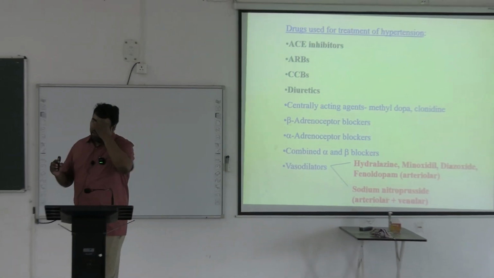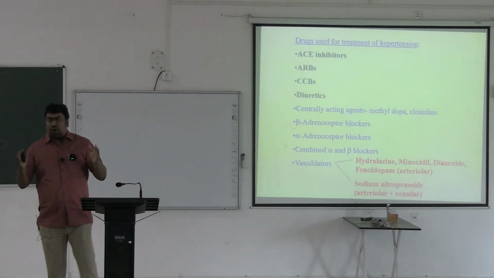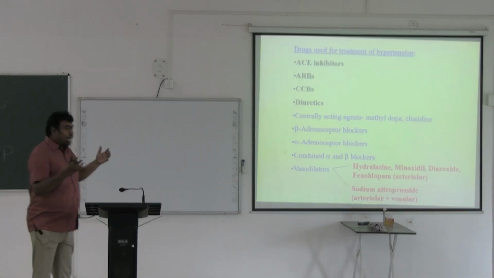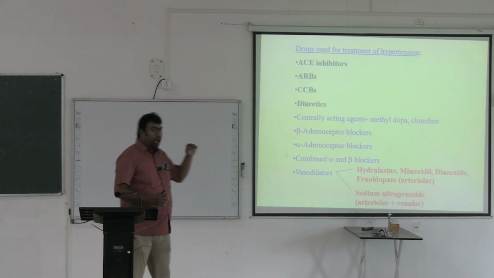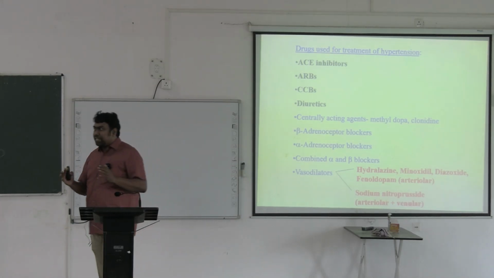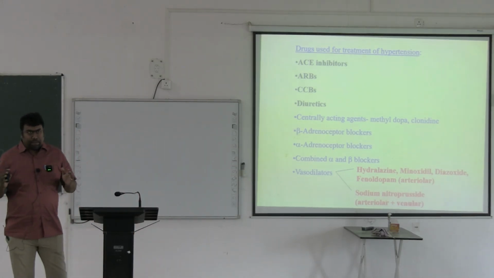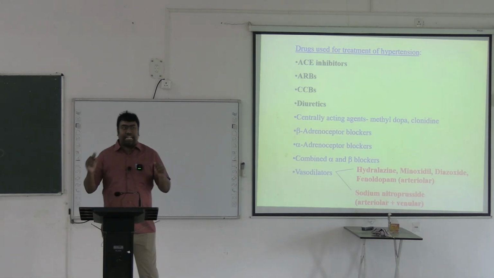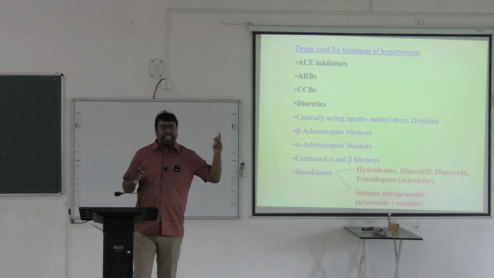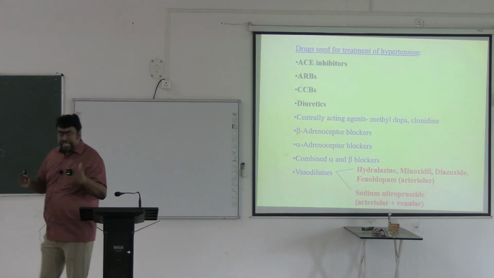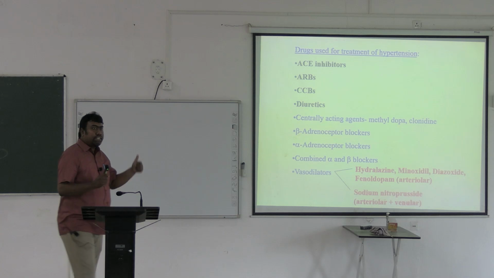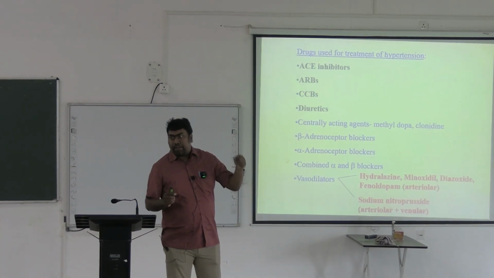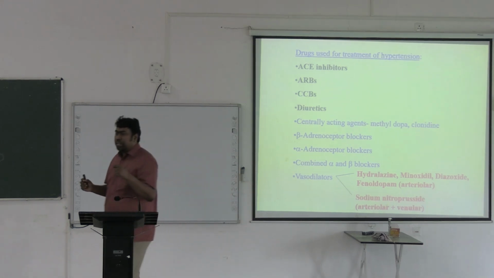After that, what are the drugs? As a part of a long question or in Viva, if asked to name some antihypertensives, you have to say that there are first line antihypertensives and second line antihypertensives. What are the first line antihypertensives? You have to remember, it is A, C, D. A for ACE inhibitor and angiotensin receptor blocker, C for calcium channel blocker and D for diuretics.